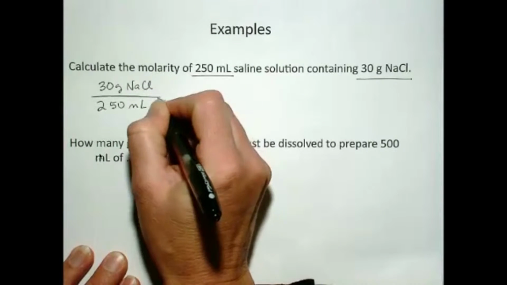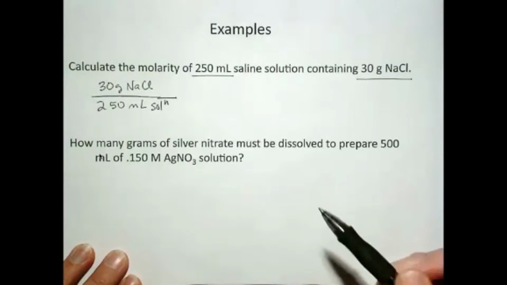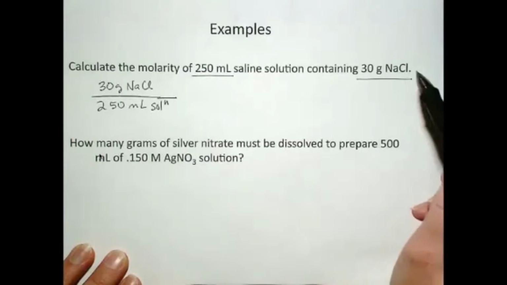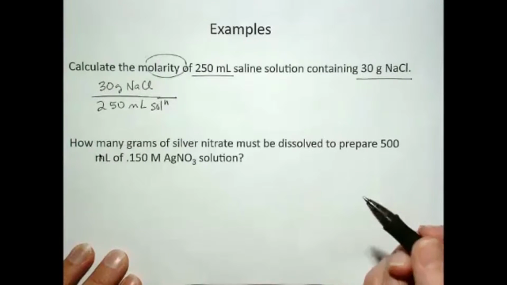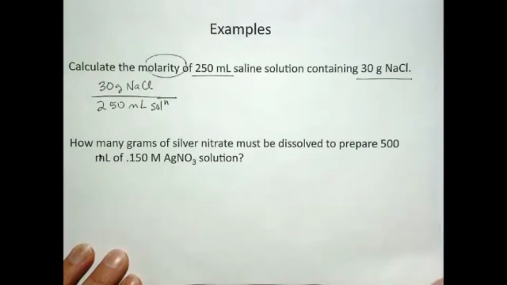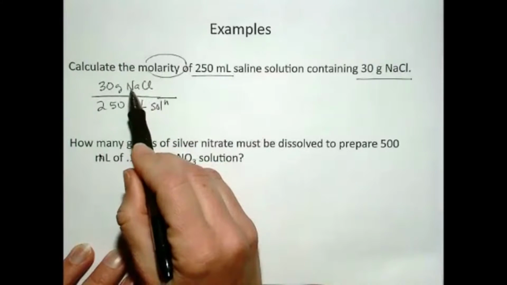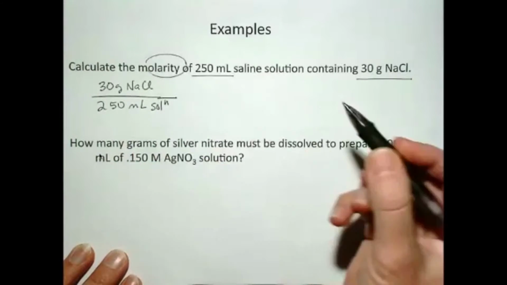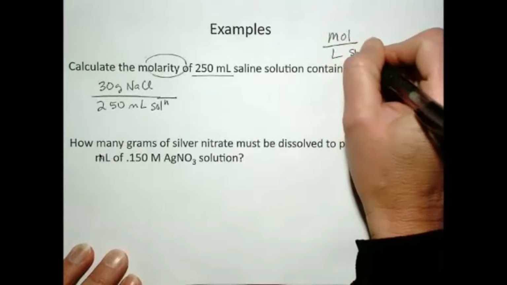Now that is a concentration, 30 grams in 250 milliliters of solution, but that's not a common unit. We don't normally do grams per milliliter. Well, we do sometimes, but in this case we want molarity units, which is moles per liter. So this becomes another dimensional analysis problem where you're converting. In the numerator, we're going to convert from grams to moles because we have to get to moles per liter of solution.